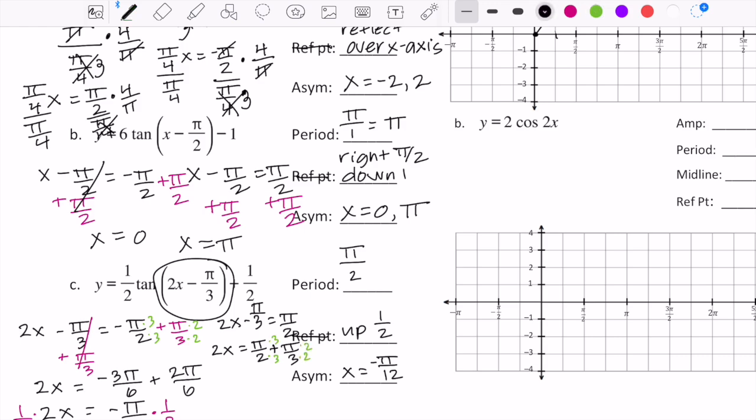So I get 2x equals 3 pi over 6 plus 4 plus 2 pi over 6. So I get 2x equals 5 pi over 6. And then if you wanted to divide by 2 instead of multiply by 1/2, just make sure it's 2 over 1, so that when you copy dot flip, you get 1/2. So then you get x equals 5 pi over 12. And that's it for that one.